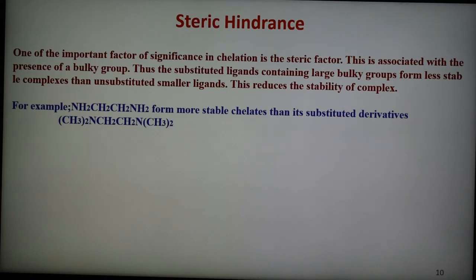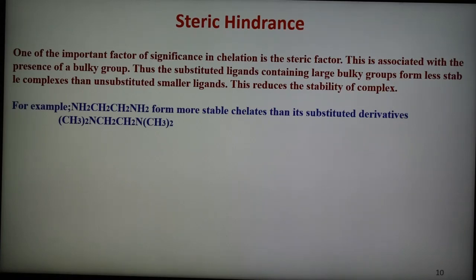One important factor of significance in chelation is the steric factor. This is associated with the presence of bulky groups either attached to the donor atom or near enough to it to cause mutual steric repulsion between the ligands, which results in the weakening of the metal-ligand bond. Therefore, substituted ligands containing large bulky groups form less stable complexes as compared to unsubstituted smaller ligands, and this reduces the stability of the chelate.